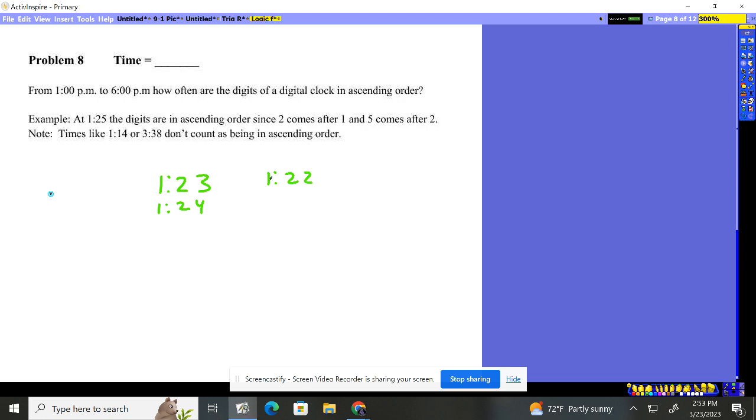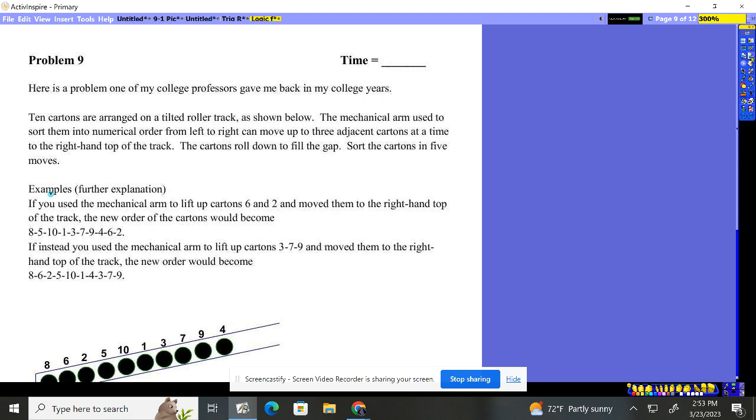1:22, it's not going up. It has to go boom, boom, boom. Okay? Has to be in ascending order. So how many different times are there? That shouldn't take you long if you list it.